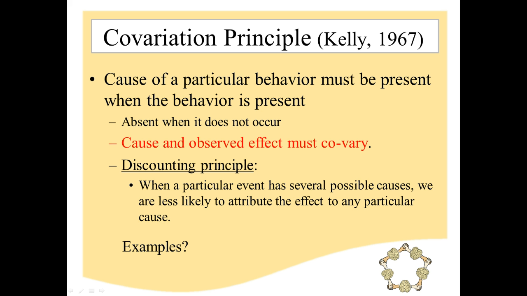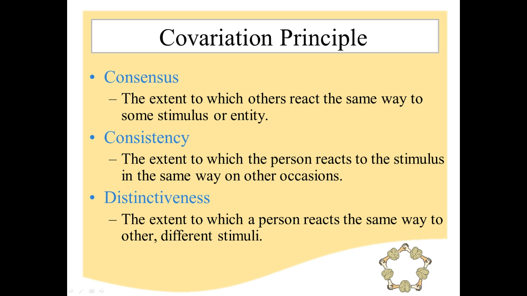When assessing covariation, according to Kelly, there are three things we have to take into account: consensus, consistency, and distinctiveness. Let's go through each of these in turn. Consensus is the extent to which others react the same way to the stimulus or entity. So is it just the person acting this way, or do others act the same way?